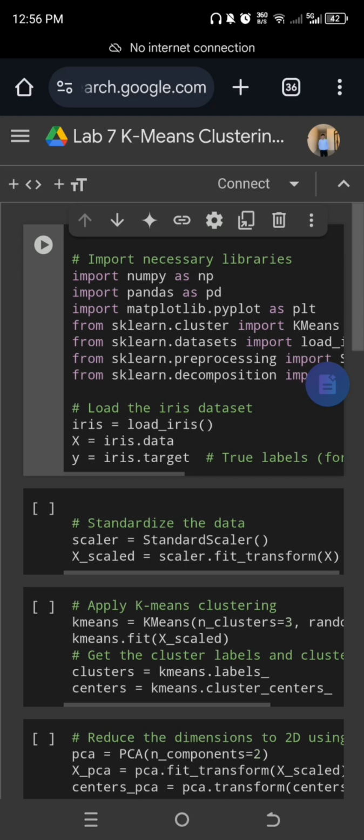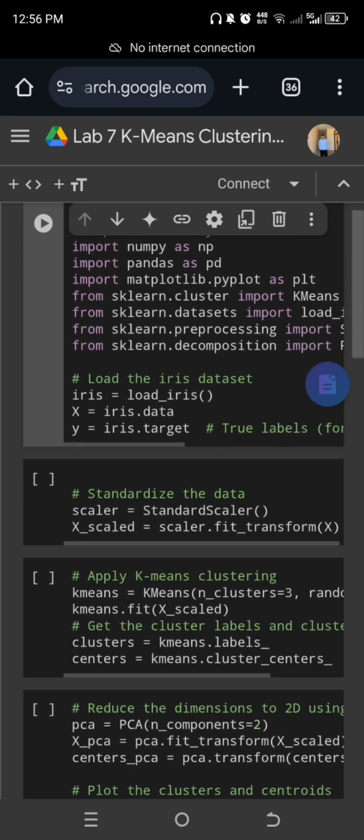The first code imports NumPy and Pandas for numerical and tabular handling, and Matplotlib PyPlot for plotting visualization. KMeans is the clustering algorithm, load_iris loads the classic iris dataset, StandardScaler standardizes features, and PCA reduces dimensionality for easier visualization.